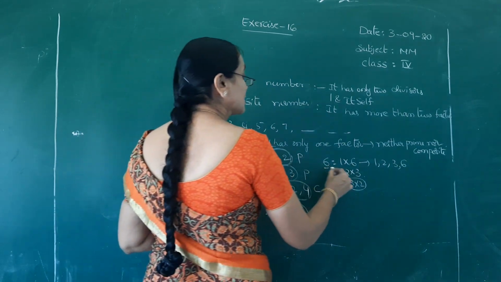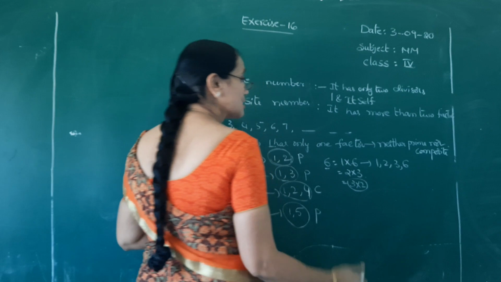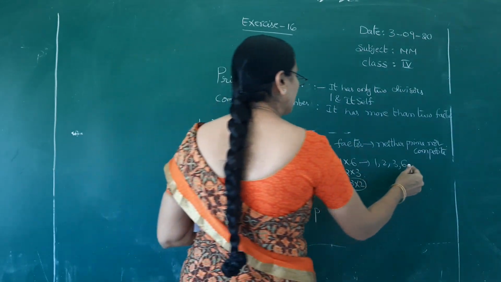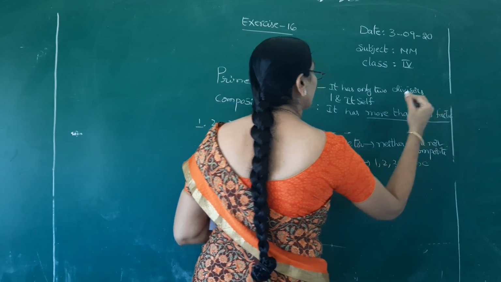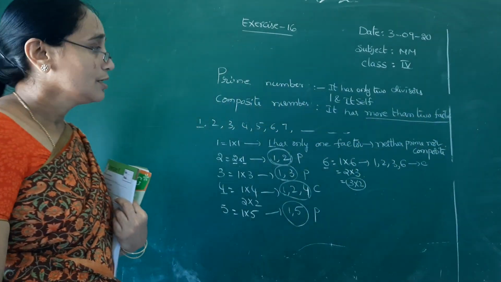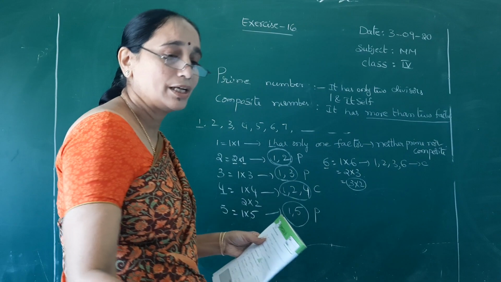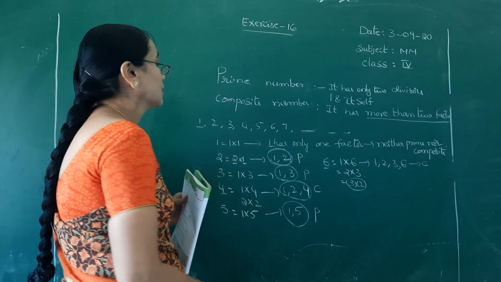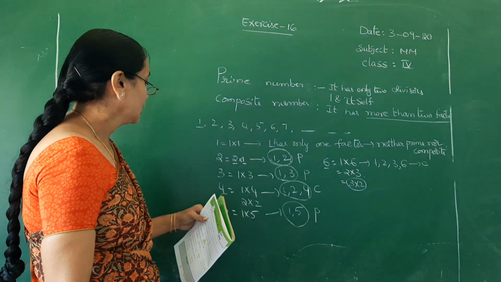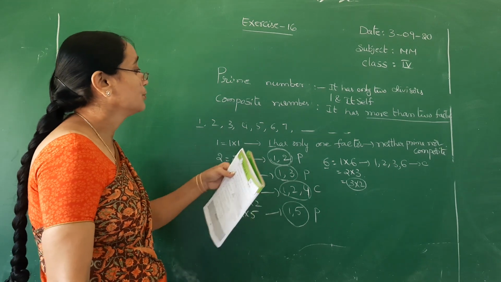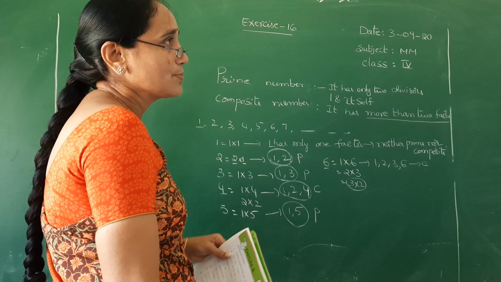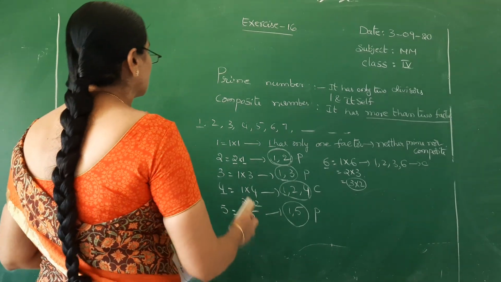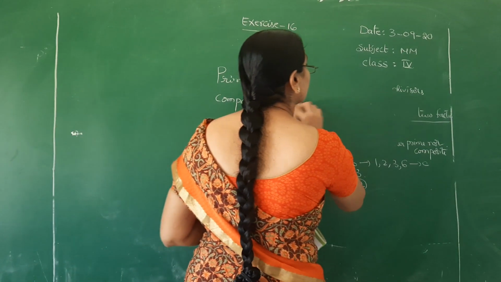And observe 6: 1, 2, 3, 6. 6 has 4 factors, so it is a composite number. More than 2 factors is known as composite. So 6 is composite. Okay. See, 1 is neither prime nor composite, and 2, 5 are prime numbers, 4, 6 are composite. So other than primes, all are composite numbers. Okay. Here the first question is.